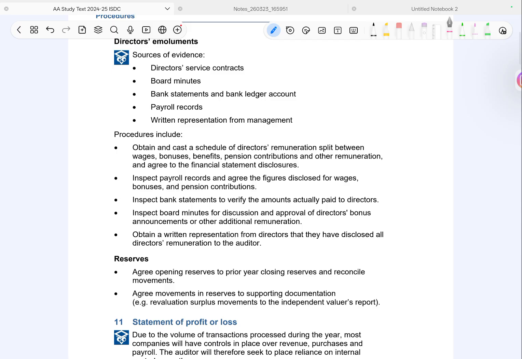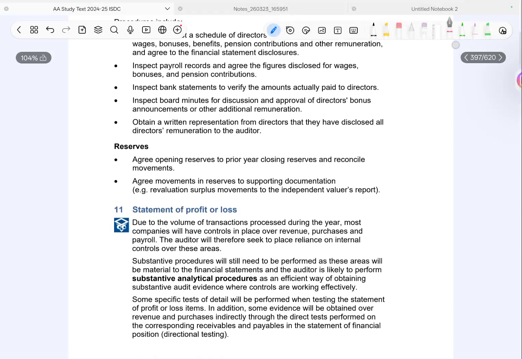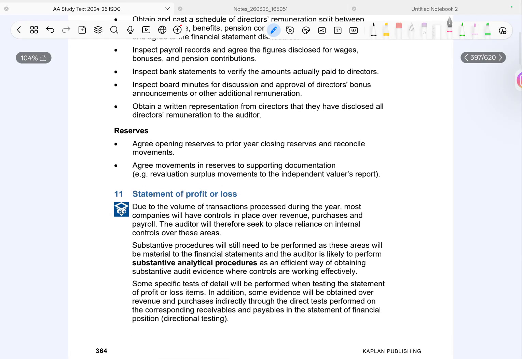Moving to the statement of profit or loss, most companies rely on strong internal controls due to the high volume of transactions. Auditors often rely on these controls and perform substantive analytical procedures alongside key tests of detail. Some evidence is also obtained indirectly through directional testing of related balances like receivables and payables.